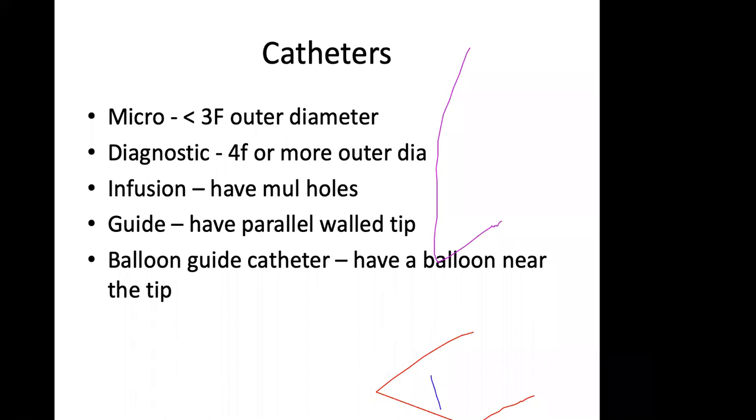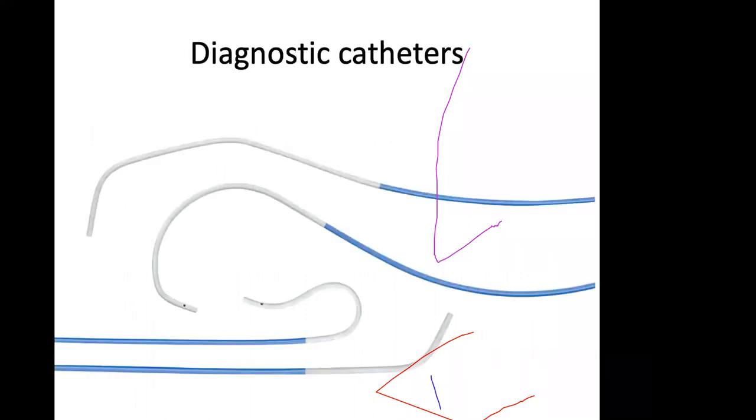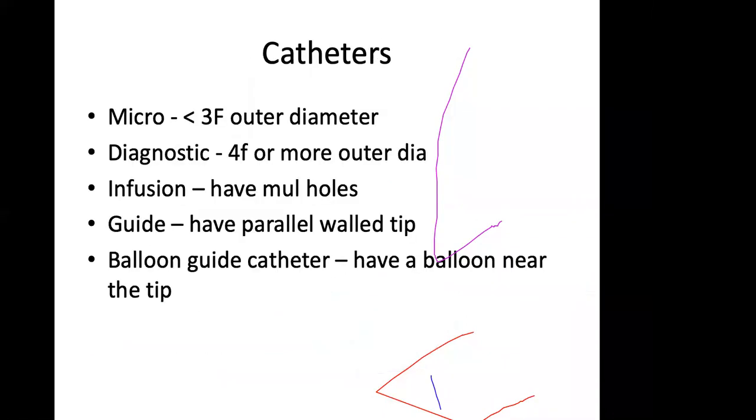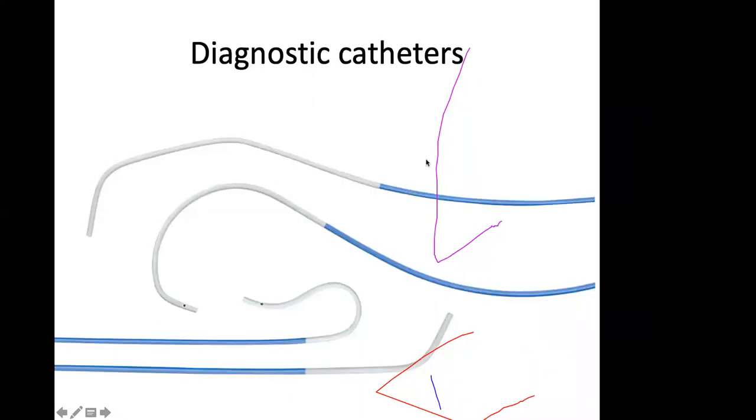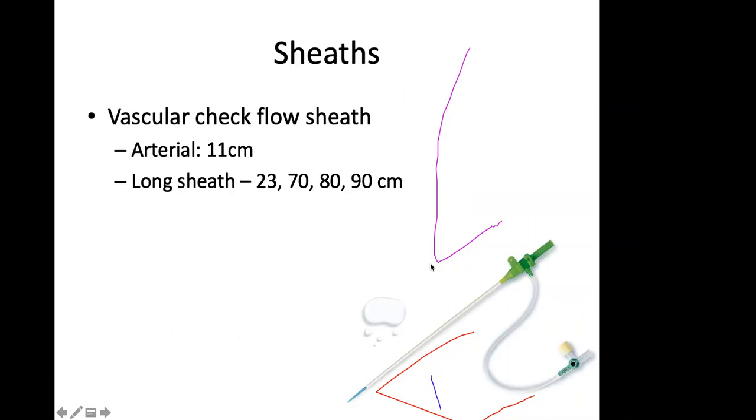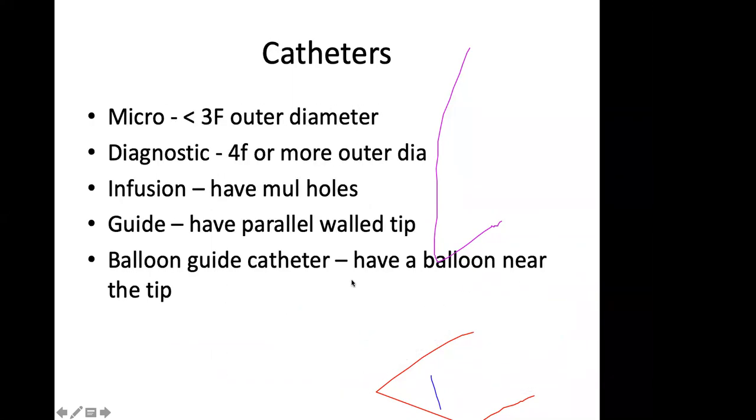Next, we move on to catheters. Catheters are something like this, long tubes. A usual diagnostic catheter is 4 French or more. They are usually 4 French, 5 French, or 6 French. And when we talk of catheter, it is the outer diameter of the catheter, which is in French. And when we talk of sheath, it is the inner diameter of this sheath, so that we know that that particular diameter catheter or size catheter can go through it.